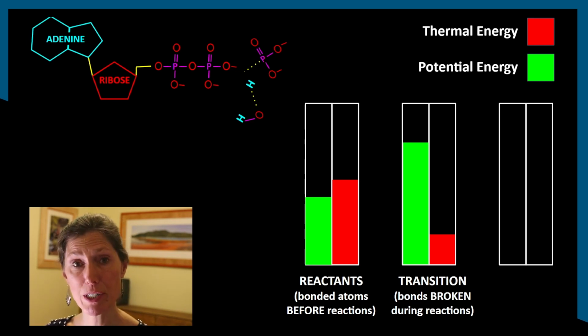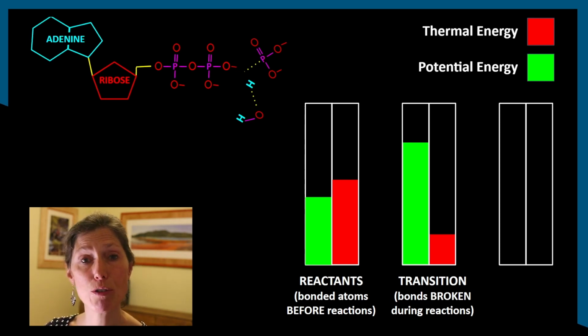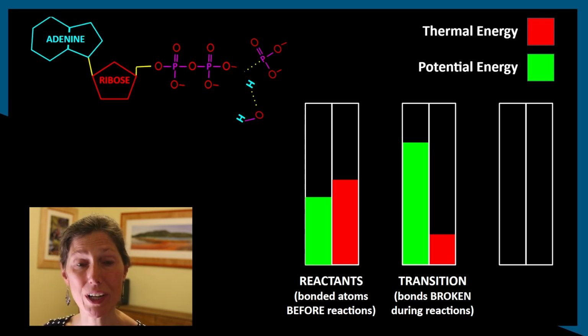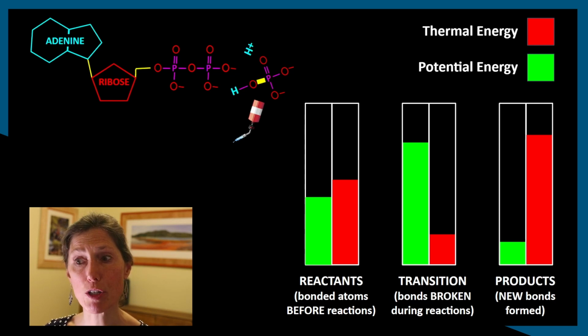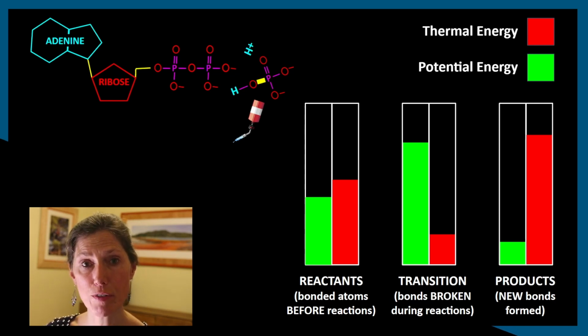So there's a lot of potential energy, and we can now turn that into a lot of movement or heat release when new, stronger bonds are formed. And that's exactly what's going to happen now. So the stronger bond between the last phosphate group and the hydroxyl component of water are going to form that stronger bond.